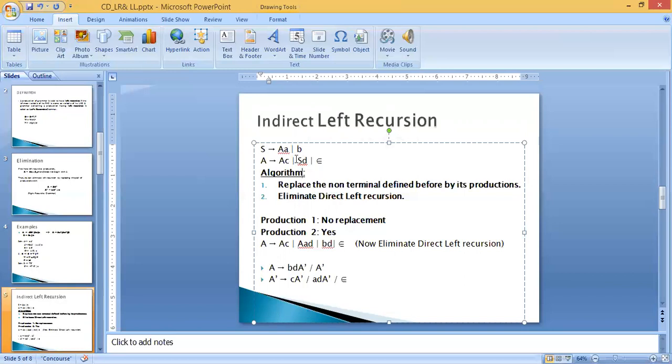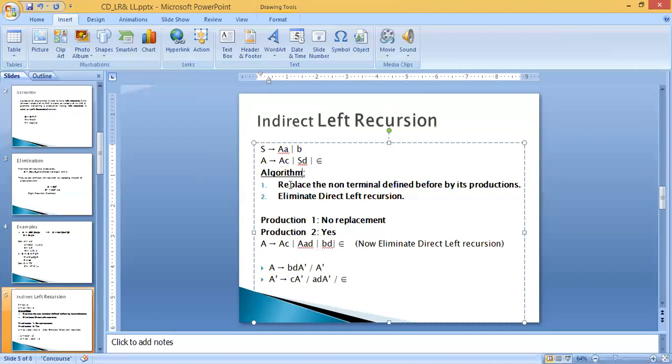That is, if you replace this S with AA, you get AAD, or again this S by B, so you get BD or epsilon. So when you replace this S by AA, you have two left recursions right here. Okay, that is what I meant. So if you have left recursions which are obtained by replacing a symbol, then that is indirect left recursion.